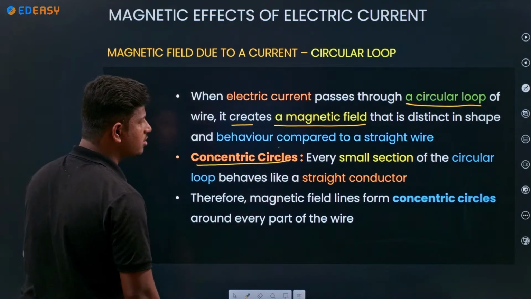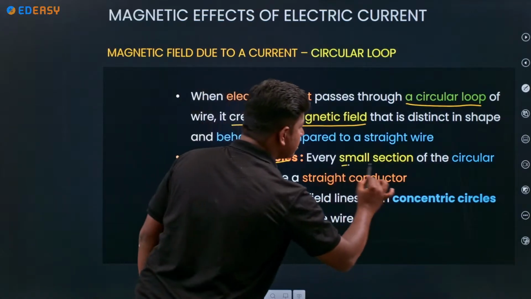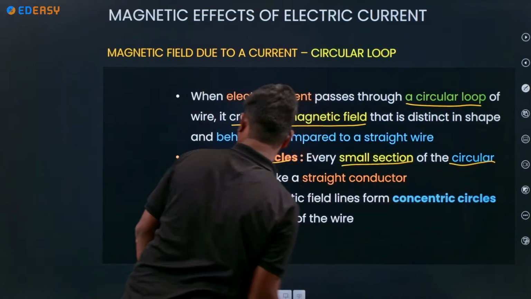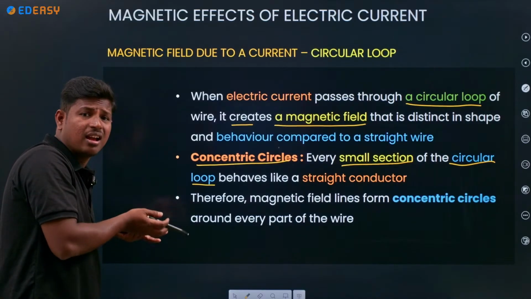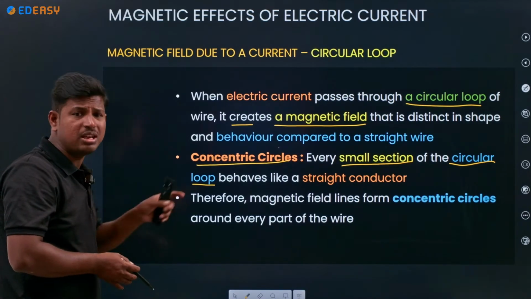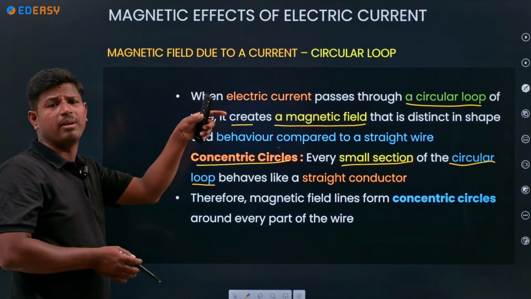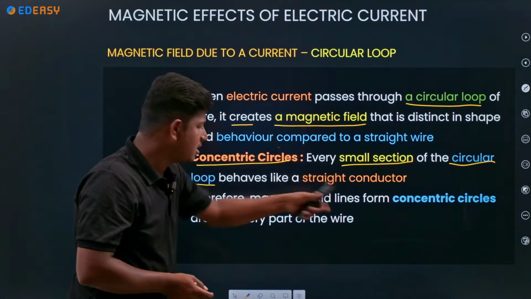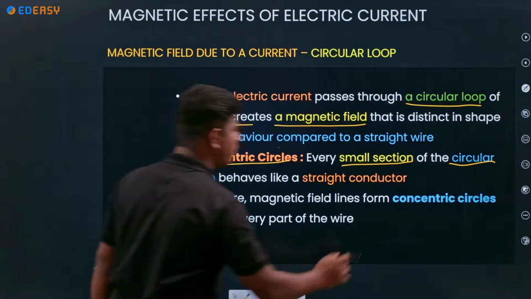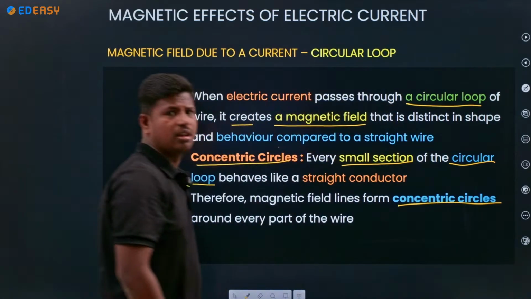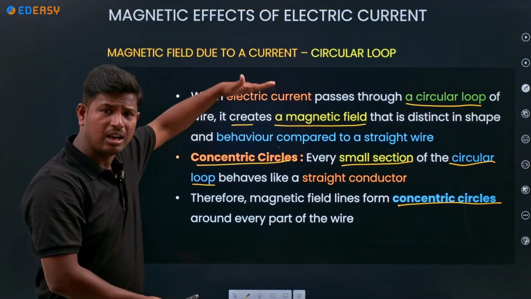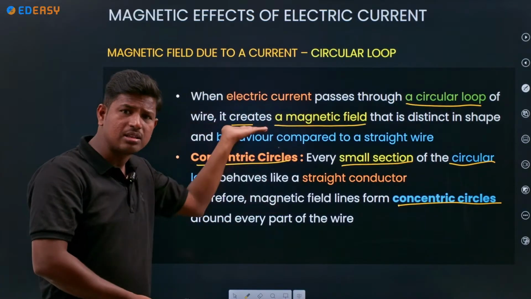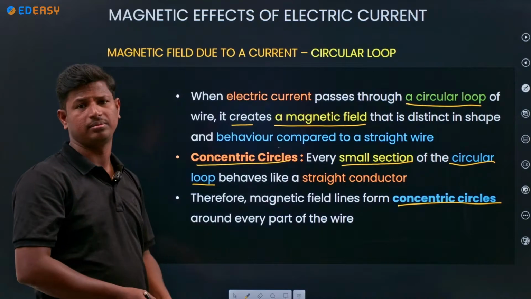Okay, concentric circles. Every small section forms that circular loop only. Every small section acts as a straight current-carrying conductor only. That means every conducting element produces a circular loop, and it forms concentric circles. Whenever the circle is going up, at the middle it will be a straight line only, from the bottom also, from the top also.